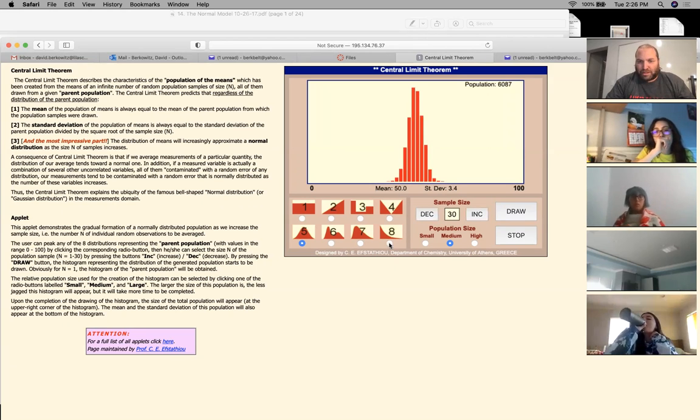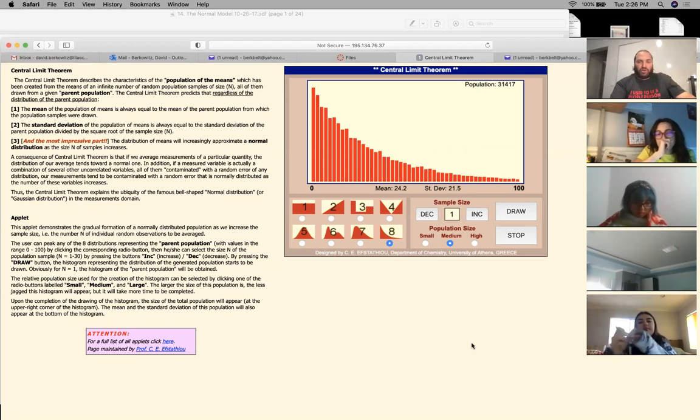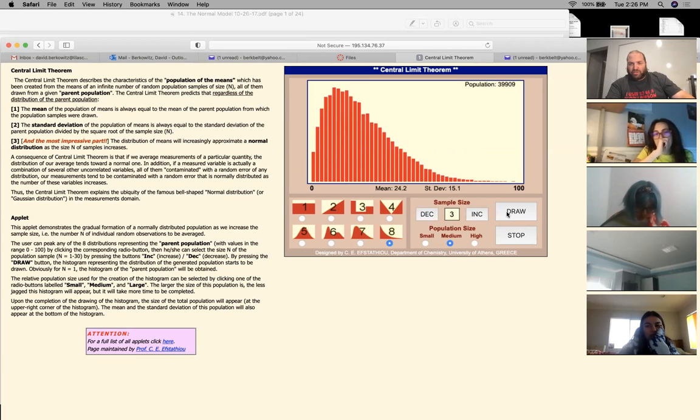But let's look at something that's very, very not normal. This is extremely skewed. Which way is this skewed? Right, it's skewed to the right. If I increase the sample size to 2, it's still skewed to the right, correct? If I increase it to 3, 4, 5, what's happening as the sample size gets larger?